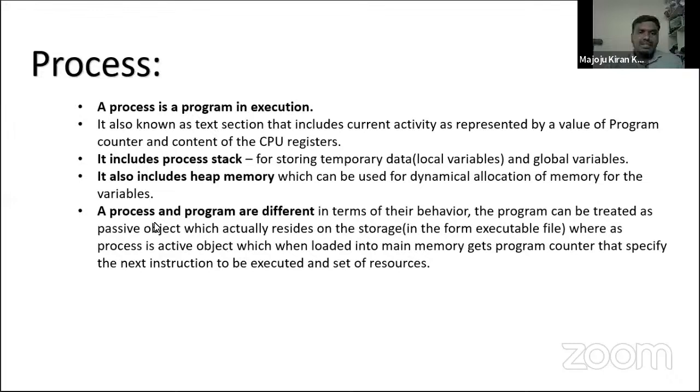Actually, there is a small difference between a process and a program. The program is simply a passive object, whereas a process is an active object, because the process is the unit which is under execution, whereas the program is a passive object which resides in the secondary memory, which is not active. So when the program gets activated, it is called a process. So the process is nothing but an active object.